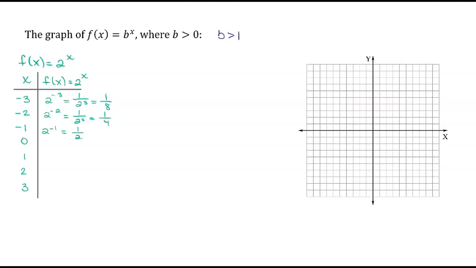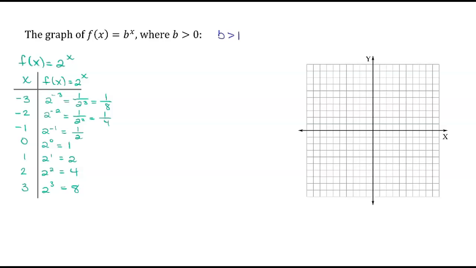When x is equal to 0, f of x is equal to 2 to the 0 power, or 1. And when x is equal to 1, we have 2 to the first, which is 2. When x is equal to 2, we have 2 squared, or 4. And when x is equal to 3, we have 2 cubed, which is 8. This gives us a list of 7 ordered pairs that we can plot on our xy coordinate system.